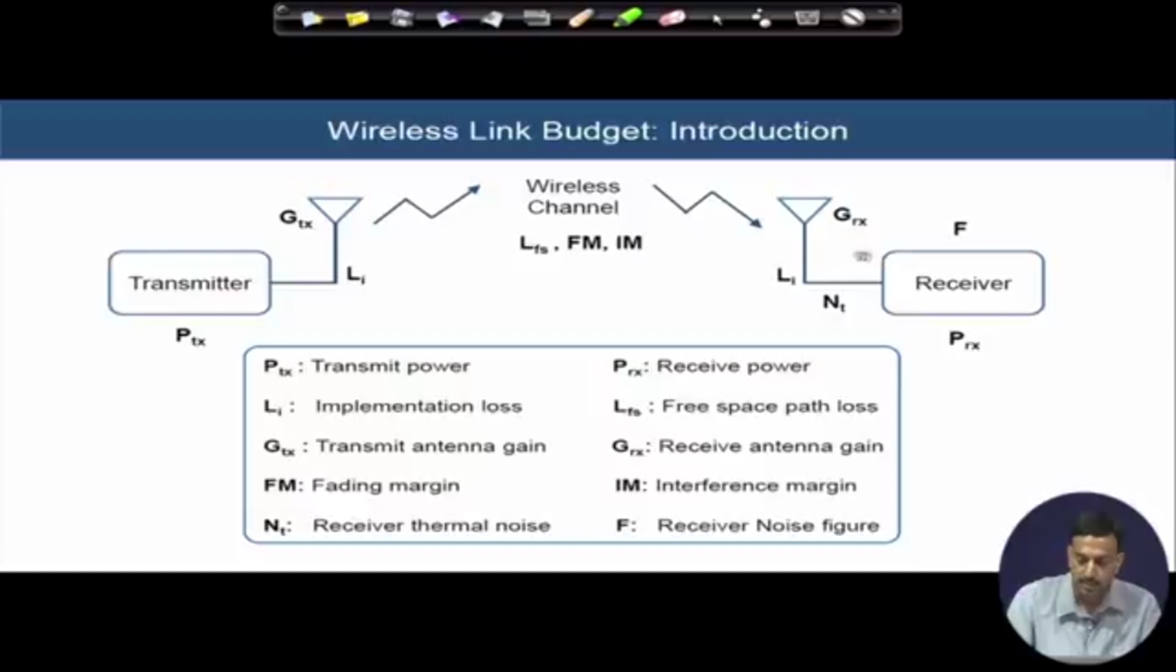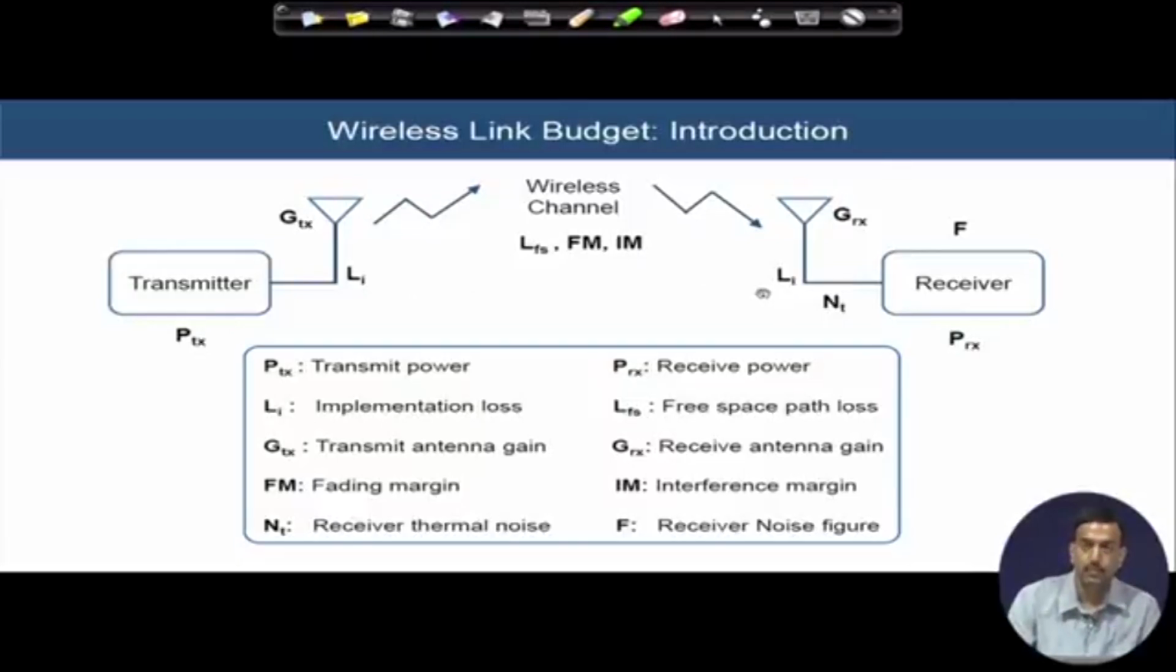So these are all basically loss factors along with implementation loss. At the receiver end, we have a receiver antenna with a gain GRX. Again, we have implementation losses, and we have invariably what is called the thermal noise at the receiver, which again can be calculated based on an expression that we shall shortly see. We have the receiver noise figure, which will be defined, and we finally can obtain the received power by adding all the gains to the transmit power and subtracting the losses.